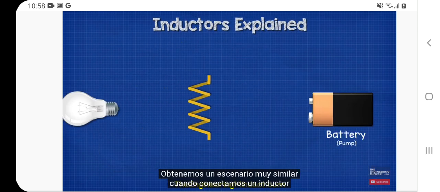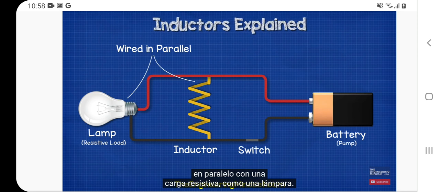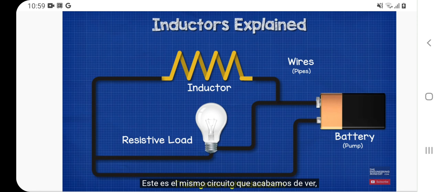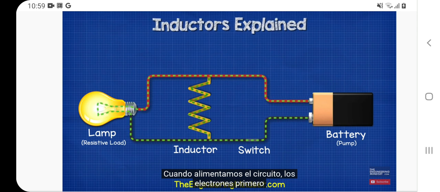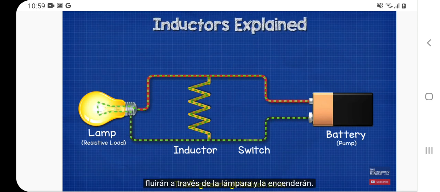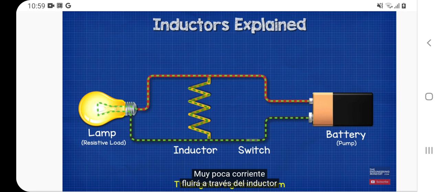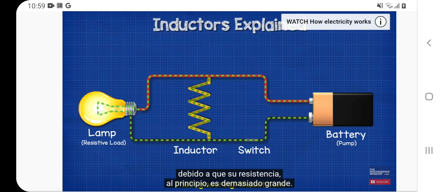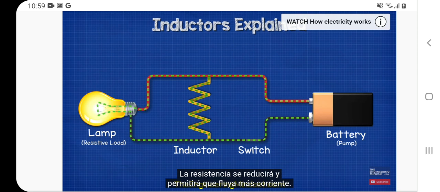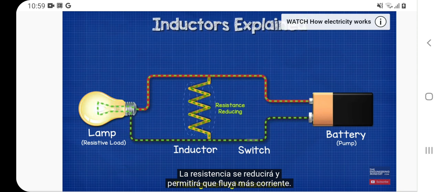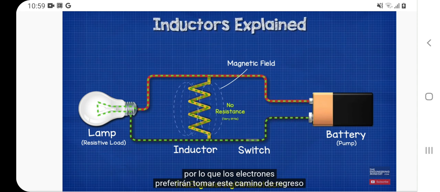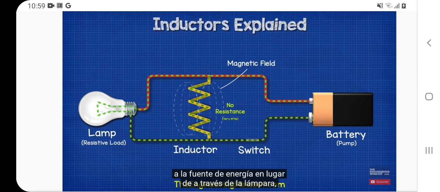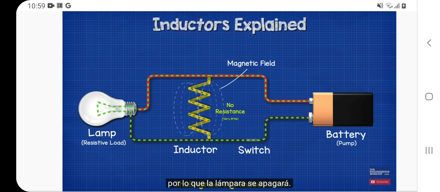We get a very similar scenario when we connect an inductor in parallel with a resistive load such as a lamp. This is the same circuit as we just saw, but I've just wired it more neatly. When we power the circuit, the electrons are going to first flow through the lamp and power it. Very little current will flow through the inductor because its resistance at first is too large. The resistance will reduce and allow more current to flow. Eventually, the inductor provides nearly no resistance, so the electrons will prefer to take this path back to the power source rather than through the lamp, so the lamp will turn off.